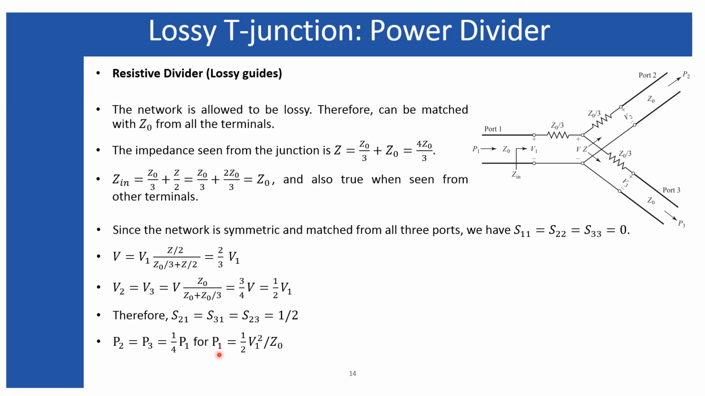If you consider P1 as the power, the power can be written as 1 by 2 times V1 square divided by Z0. So P2 and P3 will be 1 divided by 4 times P1. You can easily derive this, and this is the corresponding S matrix, where the principal diagonal elements are 0 in order to represent no reflections, and from this expression S21, S31 and S23 are half. So this half gets multiplied with all the terms.